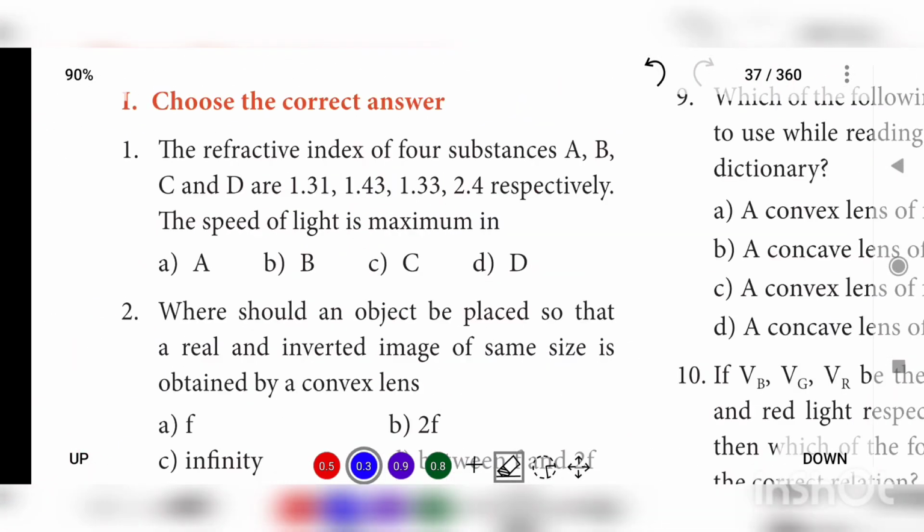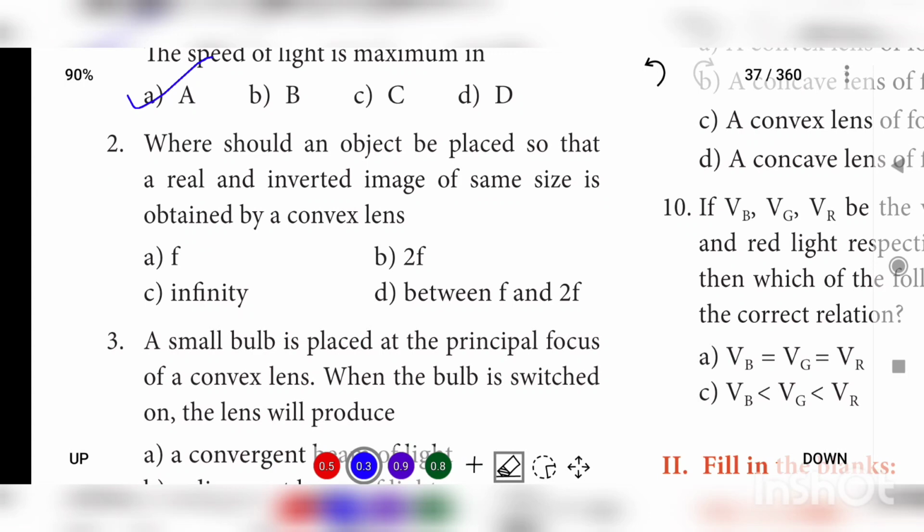Chapter 2. Choose the correct answer. First one, the refractive index of four substances A, B, C and D are 1.31, 1.43, 1.33, 2.4 respectively. The speed of light is maximum in. Answer, the speed of light is maximum in A, option A, which has 1.31 as the refractive index.